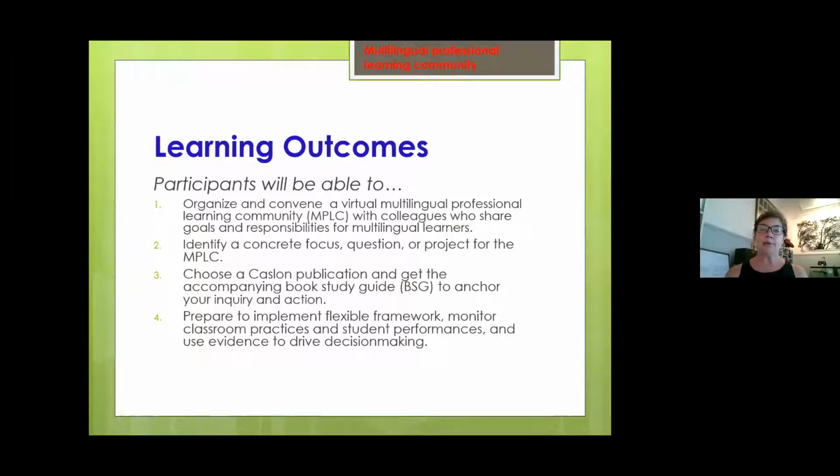You're going to be able to identify a concrete focus, question, or project for your MPLC. You can get an idea about a Caslam publication to choose to get the accompanying book study guide, which will anchor your inquiry and action. And you'll be prepared to implement a flexible framework, monitor classroom practices and student performances, and use evidence to drive your decision making. And what we've tried to do is help structure your processes for this.